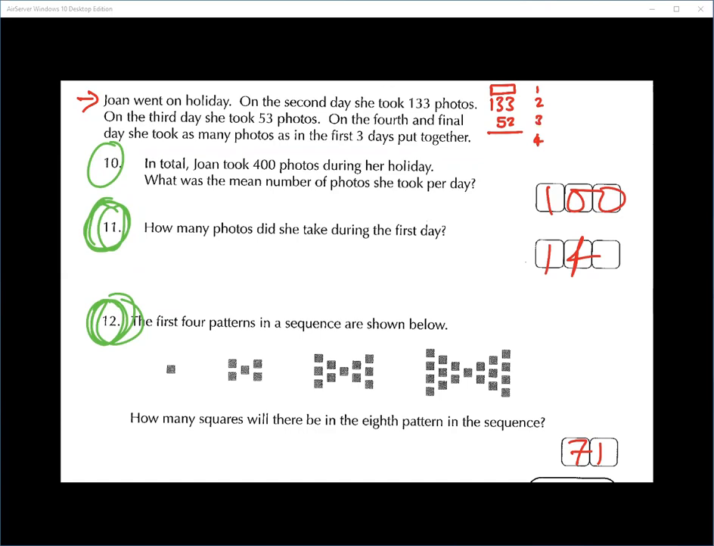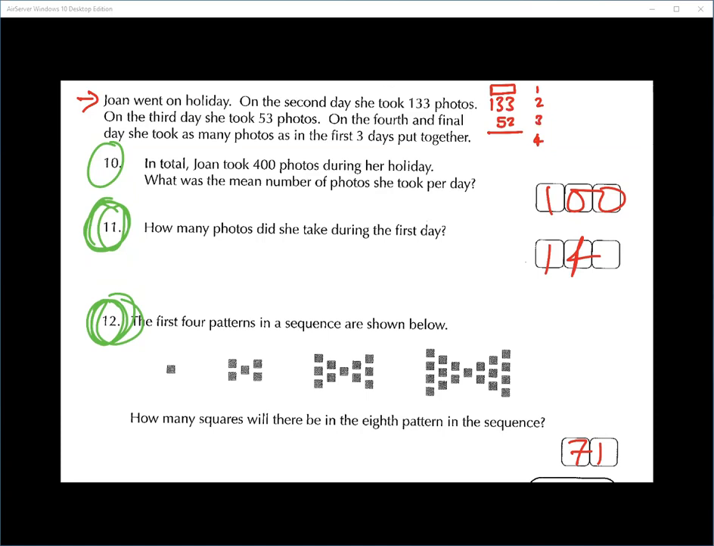Is it 100? Okay, well, the answer 100 is already written in there. That's not what you're supposed to be doing, just giving us the answer. How do we get to the answer? So she took 400 photos. Is that right? During the whole holiday, is that right?